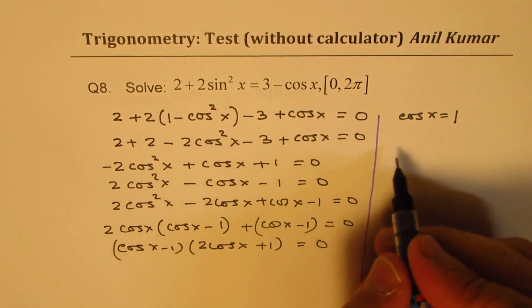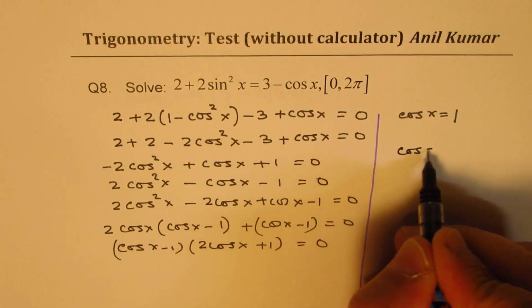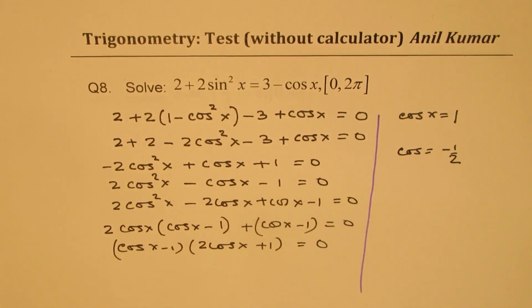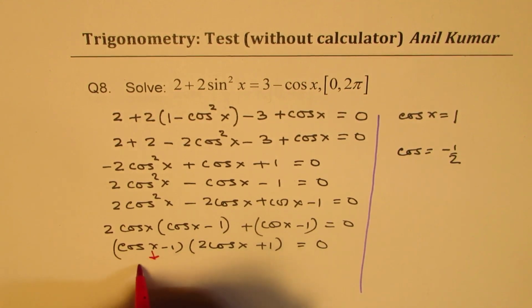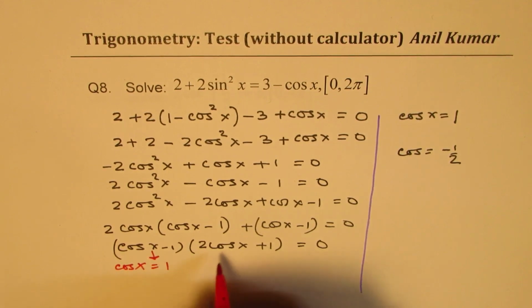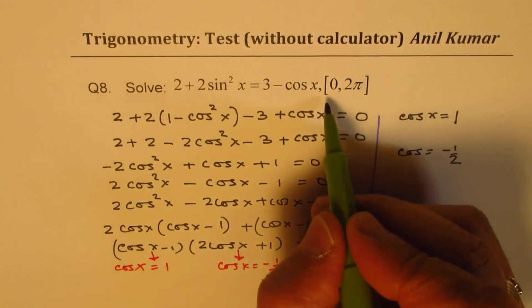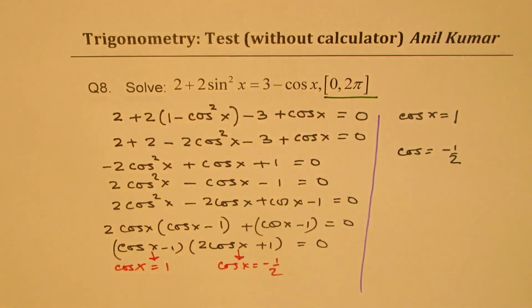And the other one is cos x equals minus half, correct? So this one here, when equated to 0, gives cos x equals 1, and this one equated to 0 gives cos x equals minus half. And we need to find solutions between 0 to 2 pi.